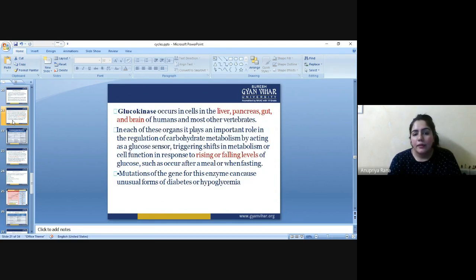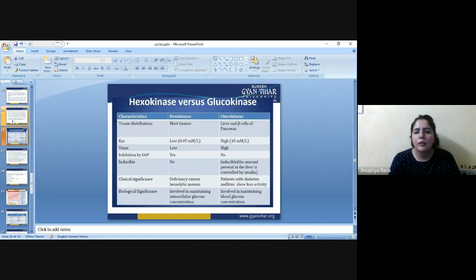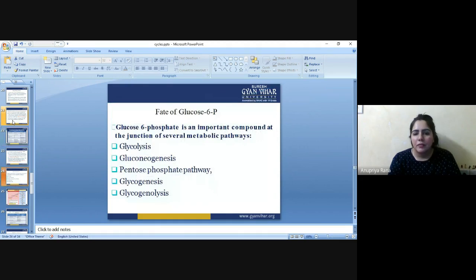This glucokinase, the first reaction in glycolysis, occurs in the cells of the liver, pancreas, gut, and brain of humans and most other vertebrates. So this is a very common thing. I think you should know by now that these things have to be present.